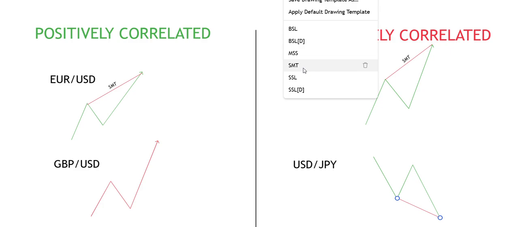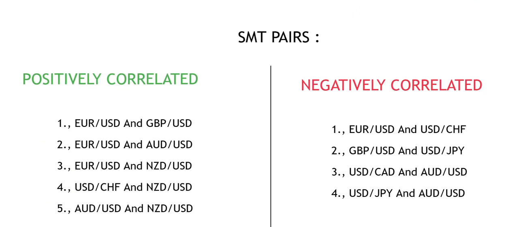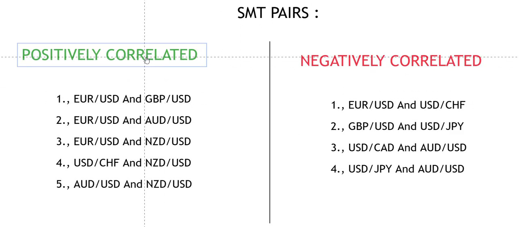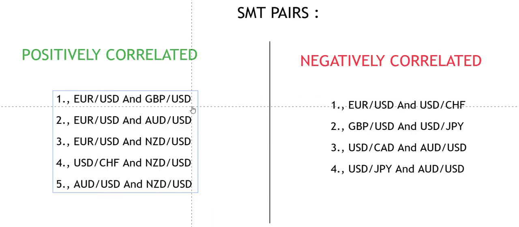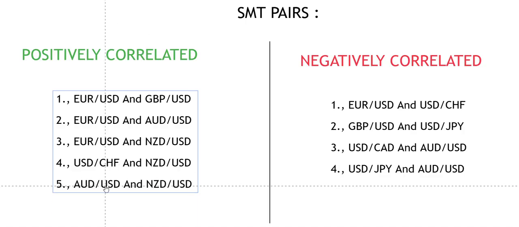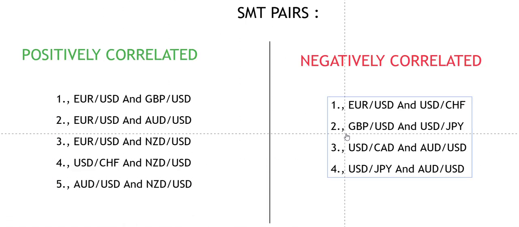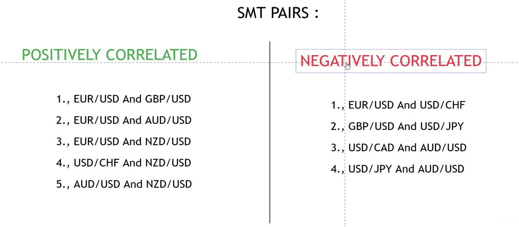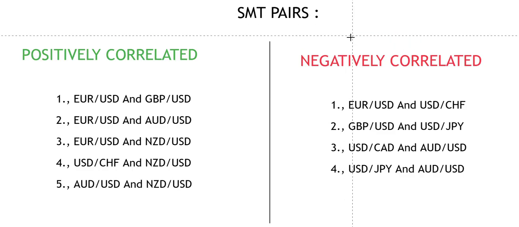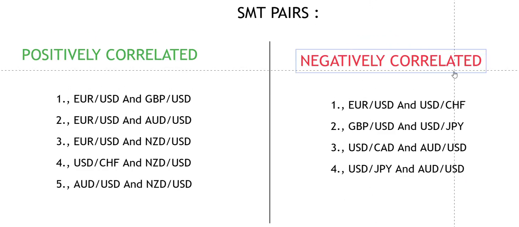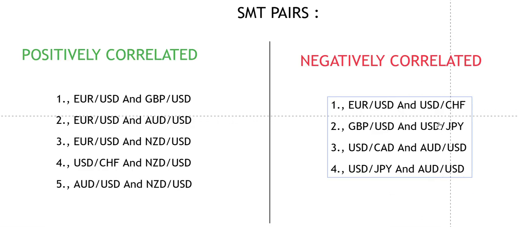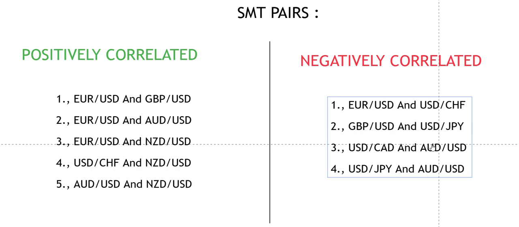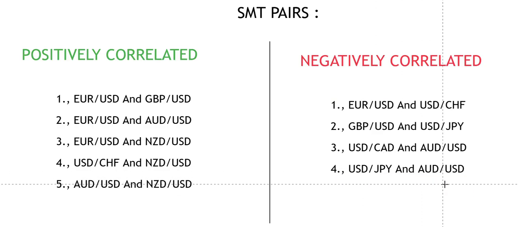Now I am going to teach you about the types of pairs including the SMT. Take your notes. Please take a note. The positively correlated pairs are EUR/USD and GBP/USD, EUR/USD and AUD/USD, EUR/USD and New Zealand dollar, USD/CHF and New Zealand dollar, and Australian dollar USD and New Zealand dollar. Okay. The negatively correlated pairs I have explained above; you can watch that. Now we are going to see the negatively correlated pairs: EUR/USD and USD/CHF, GBP/USD and USD/JPY, USD/CAD and AUD/USD, and USD/JPY and AUD/USD.